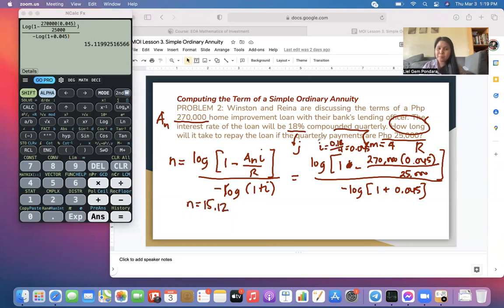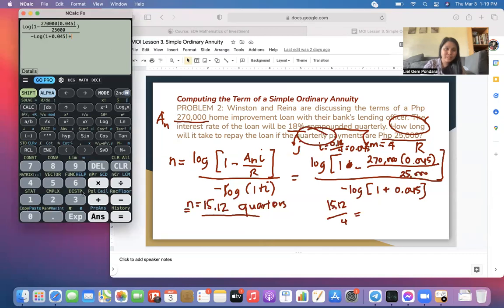But you need to go back to the compounding period. The compounding period is quarter by quarter. So it means our N means there will be 15.12 quarterly payments. So our N is 15.12 quarters. If the question is how long, this can be the answer, 15.12 quarters. But if the question is how many years, then we need to divide it by 4. Again, it depends on the question.